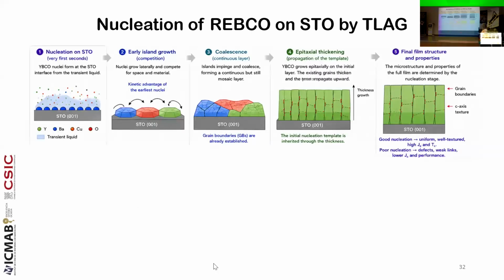So if you want to study the REBCO nucleation on STO by TLAG, you will find that the YBCO nuclei grow from the liquid phase at the interface with STO. They will grow laterally and compete for space and material until they meet each other and coalesce. Then we will have a first continuous layer that will grow through thickness until reaching the surface of the final film.